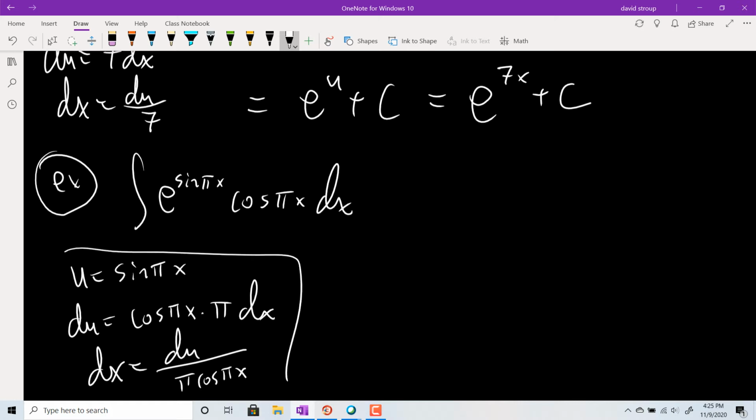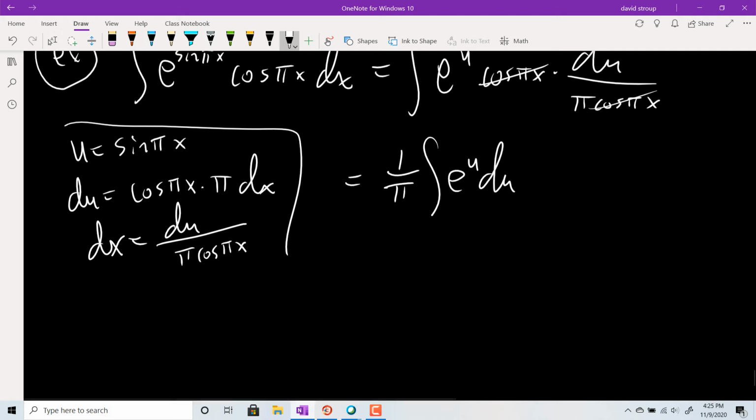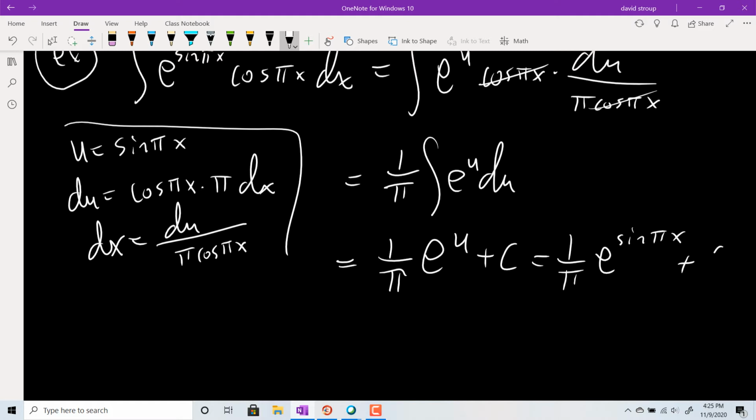And then I can do all my subs. So the integral of e to the u cosine pi x times dx, which is now du all over pi cosine pi x. I can factor out a 1 over pi. The cosine pi x's cancel, and I just have an integral of e to the u du. So that will be 1 over pi. The integral of e to the u is just e to the u. And then back sub. So you get 1 over pi e to the sine of pi x, and then plus c.